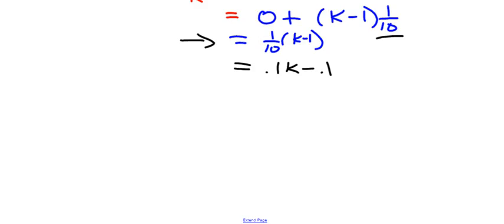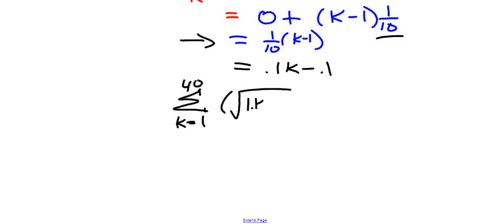If I want to go ahead and calculate this in the calculator, I'm technically using this summation. Oops, sorry, I put the point in the wrong spot. 0.1k minus 0.1. Okay, I got it there.